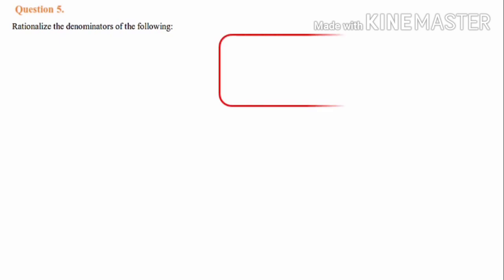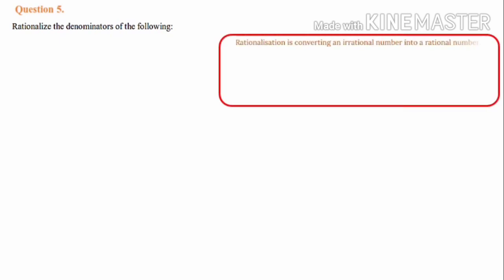Next, we shall discuss question number 5. The question is, rationalize the denominators of the following. Here there is a new term for you, that is rationalize or rationalization. So let's see what it is. Rationalization means converting an irrational number into a rational number. Here, rationalize the denominators means the denominator will be irrational, so you have to convert that irrational to rational.